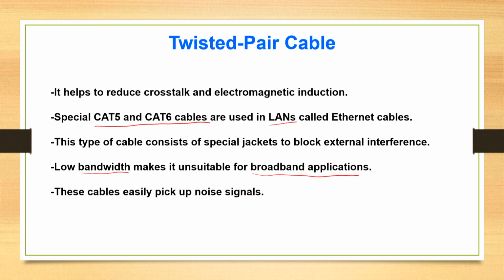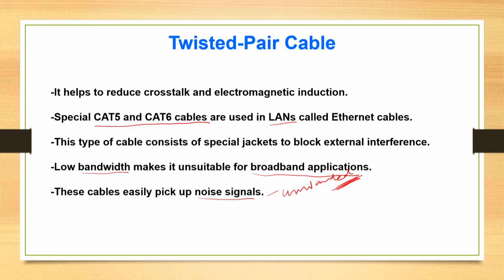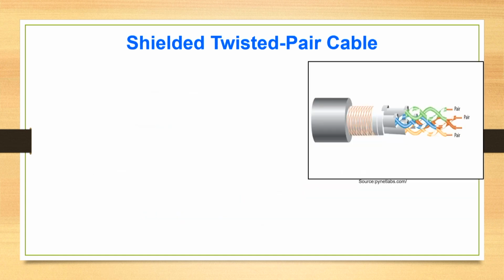And these cables easily pick up the noise signals, meaning the unwanted signals. When you are talking over a phone while listening to the voice of the other person, you can hear other sounds in the background also, like static or something like that. So, that is the unwanted signal which is not required. These cables easily pick up those noise signals, that is the limitation of it, and it may be of two types, that is the shielded and unshielded.